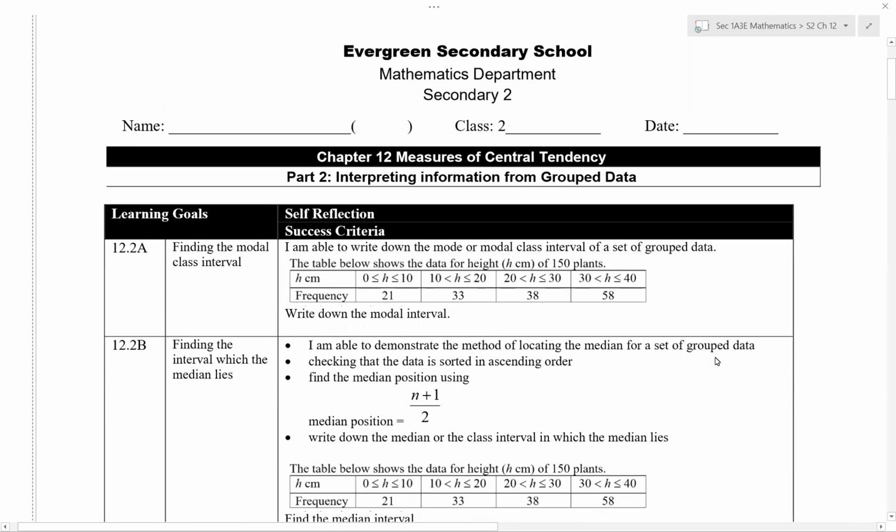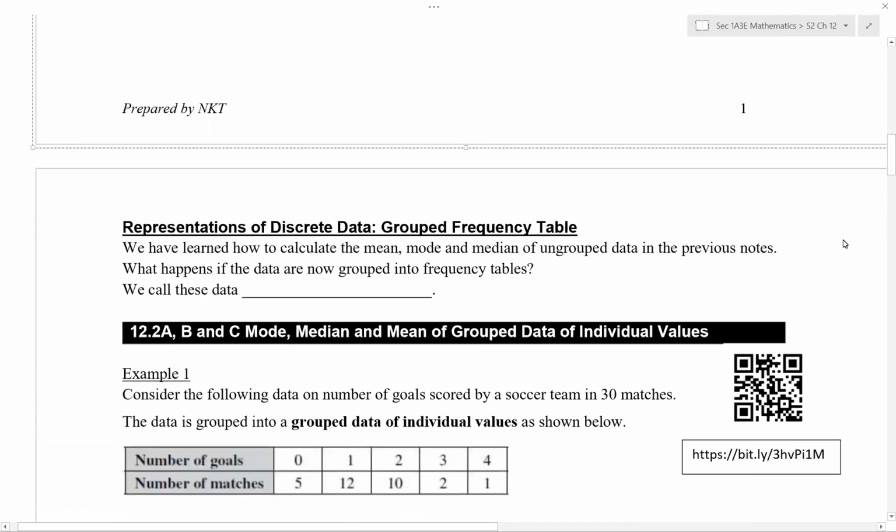Okay, this video is on chapter 12, part 2. Still on measures of central tendency, finding out roughly where the center is, what the center value is. But now we're dealing with information from grouped data. In the previous set of notes, the data were all ungrouped. Now, what is the difference?